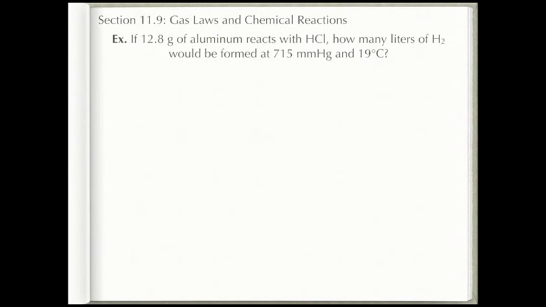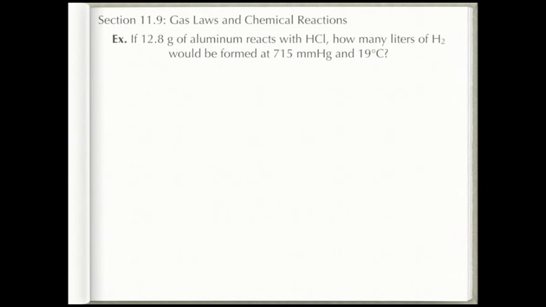So if it tells me I have 12.8 grams of aluminum and it reacts with hydrochloric acid, HCl, this is asking me how many liters of H2 would be formed at 715 millimeters of mercury and 19 degrees Celsius. So ultimately, what it's asking me is, I have 12.8 grams of aluminum, how many liters of H2 would be formed? The issue here is you've actually learned how to do this. The problem is that you're not at standard temperature and pressure.